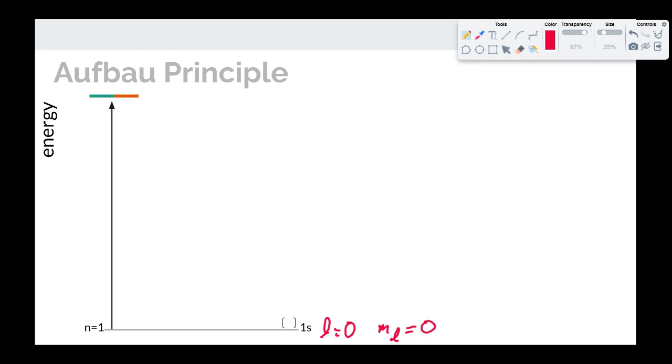I'm going to represent an orbital as this set of brackets. 2 electrons could fit in there. So for hydrogen, for example, it only has 1 electron.